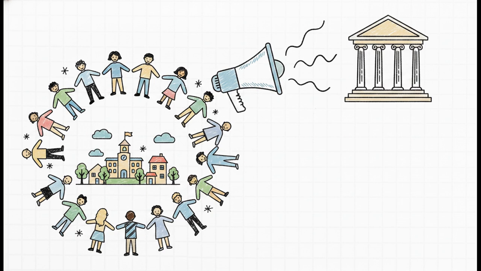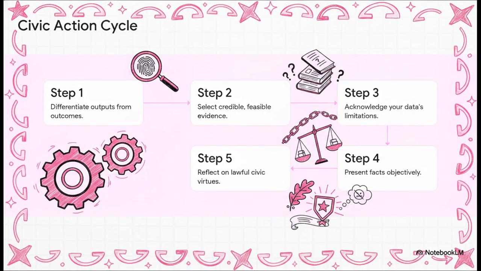All right, let's do a quick, high-energy recap of everything we've covered in this explainer. To measure and reflect on your impact, just follow these 5 steps. 1. Know the difference between your daily outputs and your big-picture outcomes. 2. Act like a civic detective to select credible, feasible evidence.